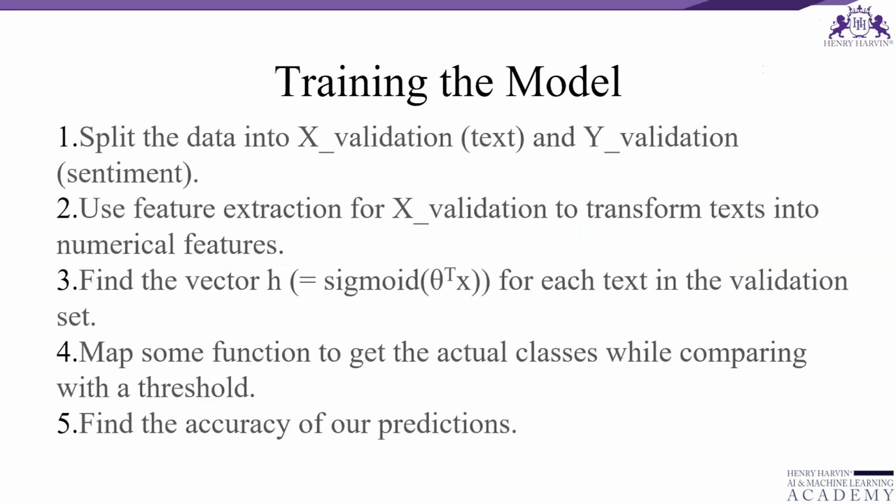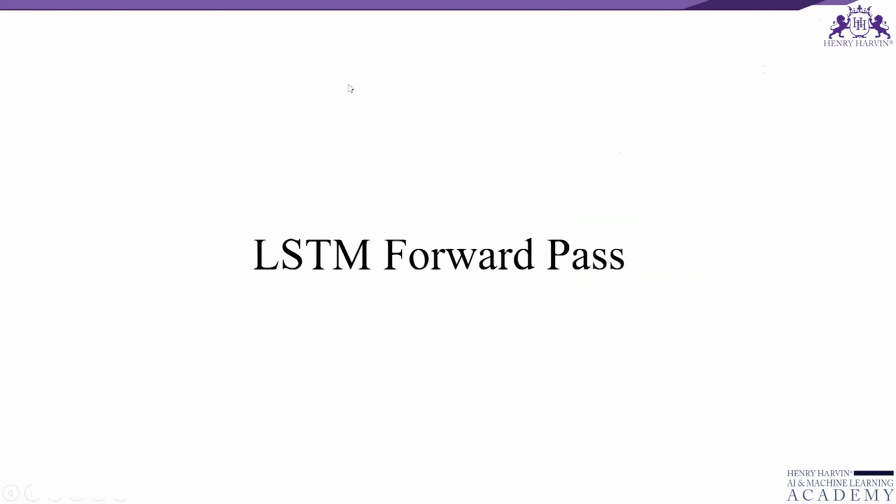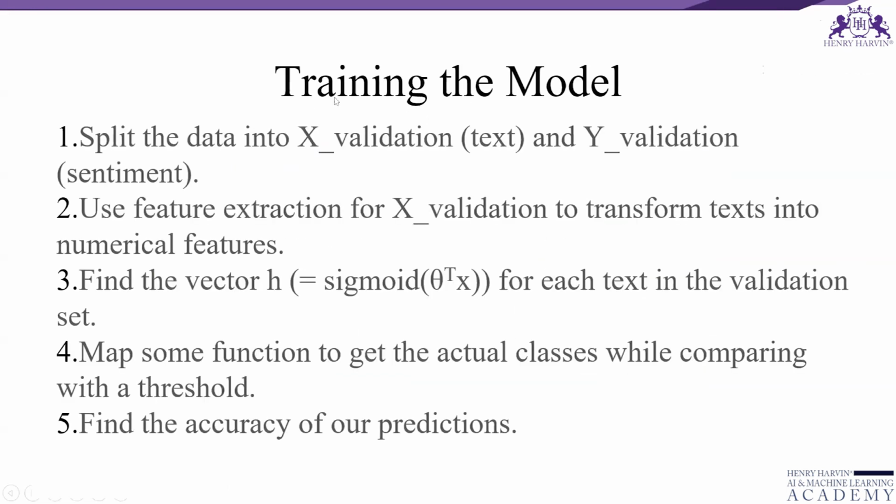So how do we test the model now? We have to split the data into X validation and Y validation sentiment, then use feature extraction for this X_validation to transform text into numerical features, and find the vector h equal to sigmoid for each text in the validation set. Then map some function to get the actual classes by comparing with the threshold. Then we can find the accuracy of the prediction. So accordingly, we can find out the sentiment, right? So this is how we can do the testing of a model.